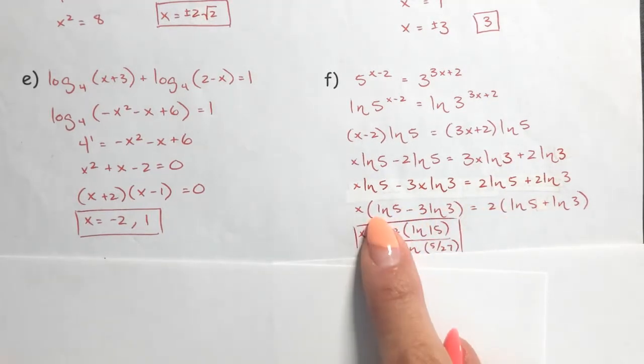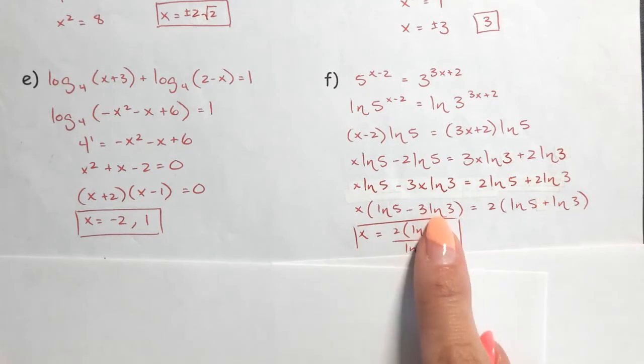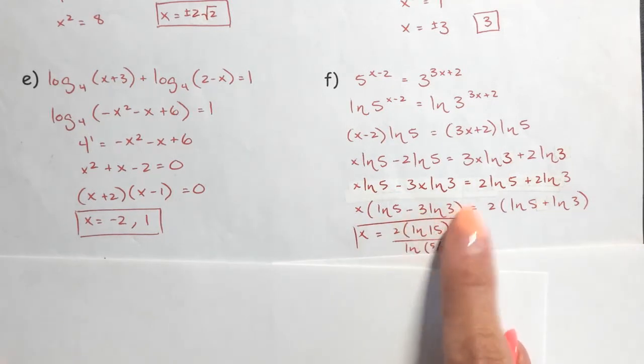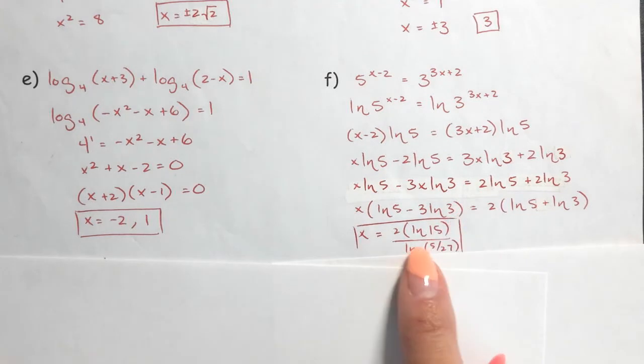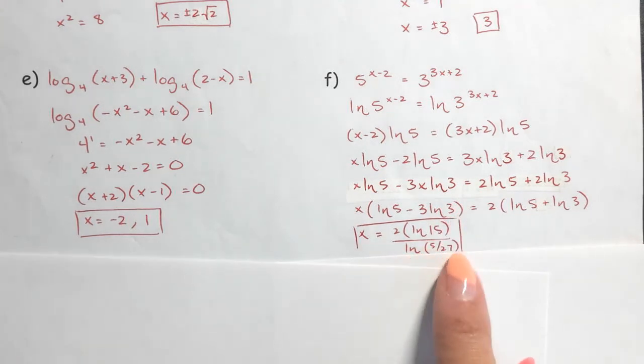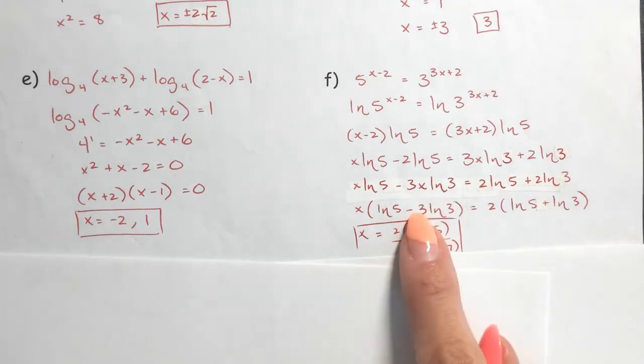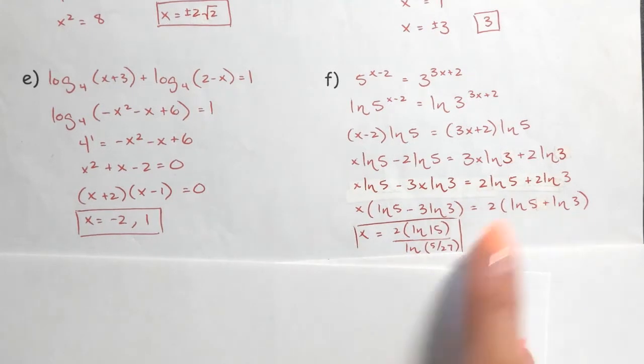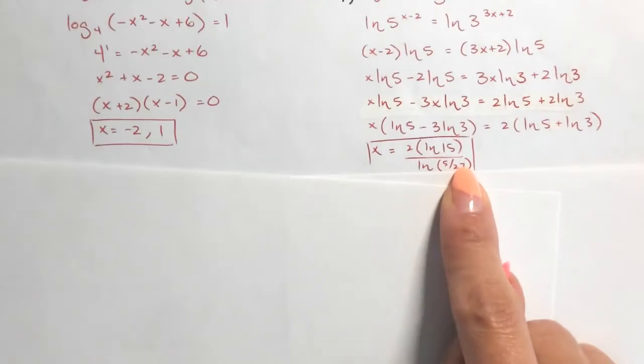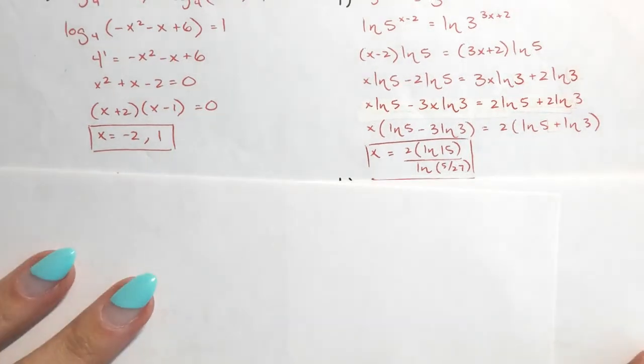Technically, this is ln of, what is this right here? Ln of 3 cubed. So ln of 27. So I can write it as ln of 5 over 27. Do I have to write it this way? No. Could I just put this under this? Yes. But if this is a multiple choice question, make sure that you choose this one as your answer. Okay.